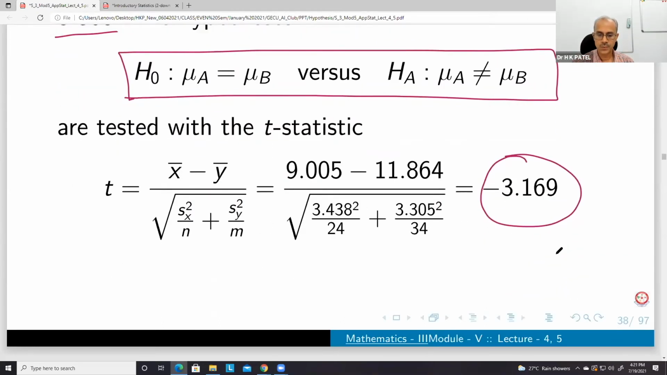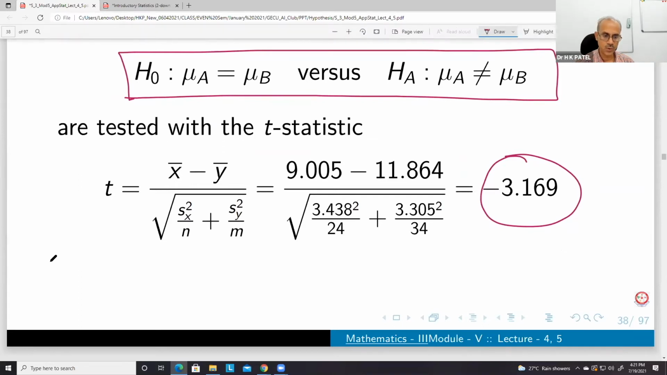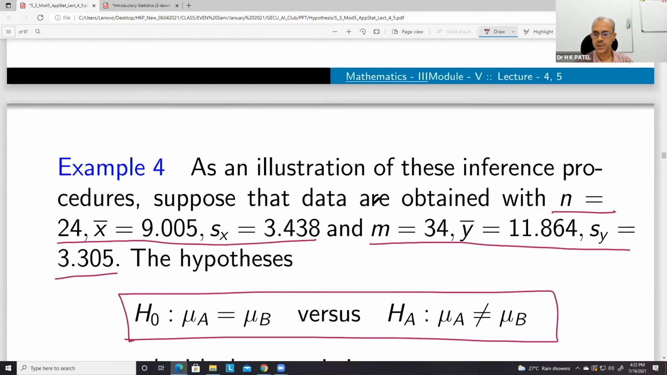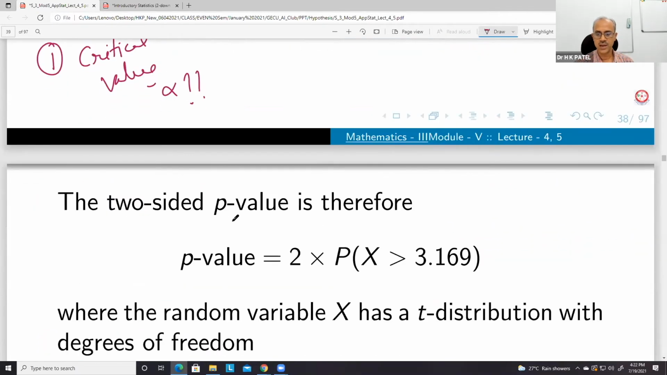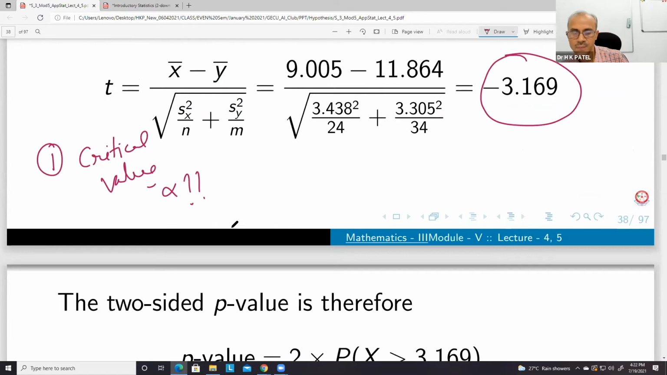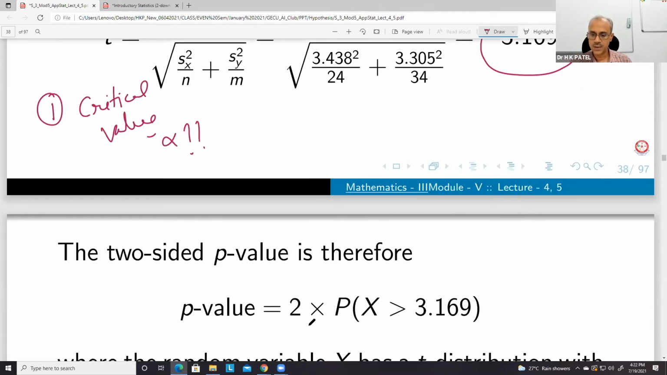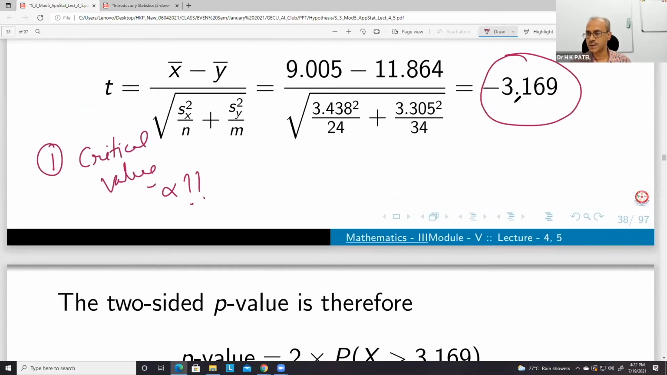Now, if you use the critical value approach, for this we have to decide alpha. In this problem it is not given, so we'll see the p value approach. The two-sided p value will be immediately calculated by 2 times P x greater than 3.169.